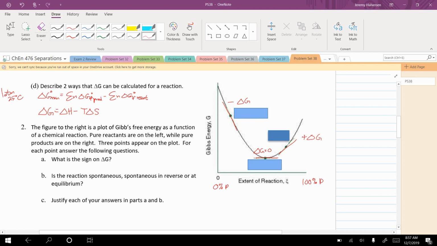Is the reaction spontaneous? This should say, is the reaction spontaneous, spontaneous in the reverse direction, or at equilibrium? Well, here, what's delta G? It's negative. So what this means is that at this point in the reaction, when I've got, like, 10% products, so 90% reactants, 10% products, the delta G is negative. So at this point in the reaction, it is spontaneous.